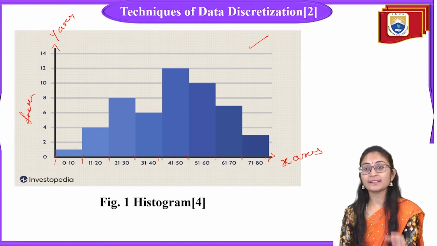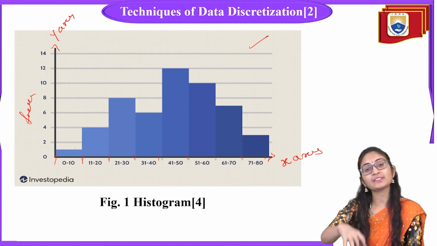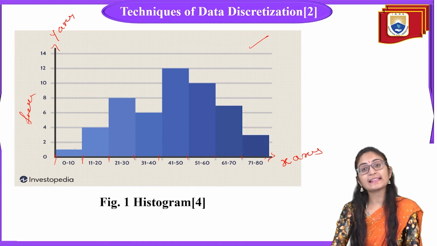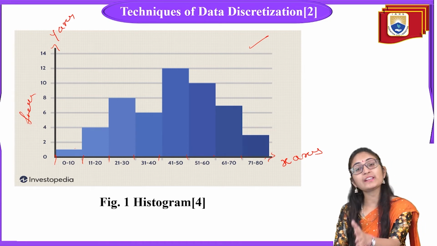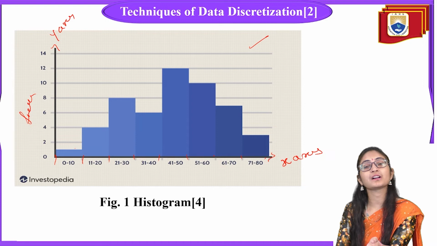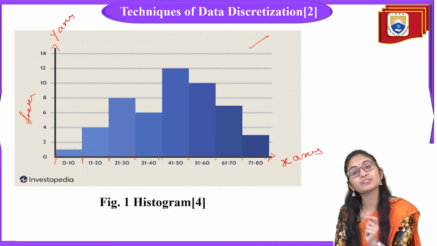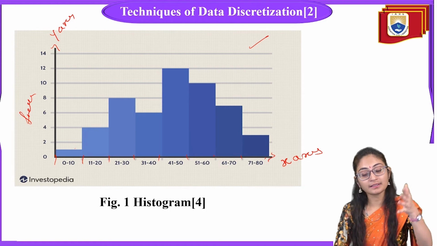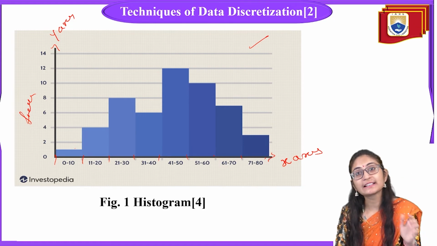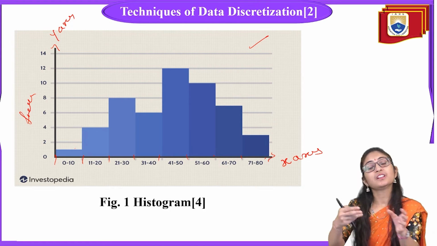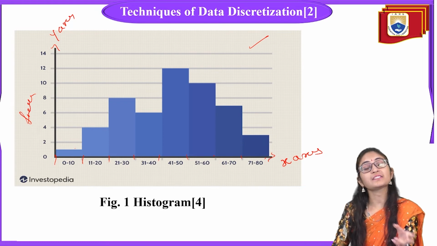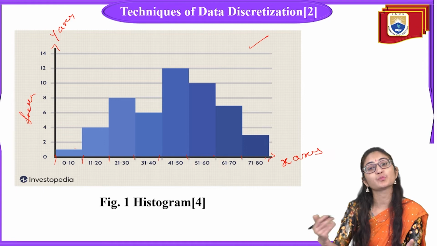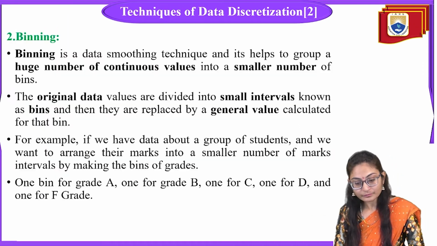And automatically, when you are showing your data in the form of a histogram, that data is stored in the form of bins, or we can say in the form of buckets. And this is transforming our data into a smaller form. We are transforming a large amount of data, a large volume of data, into a small volume of data.